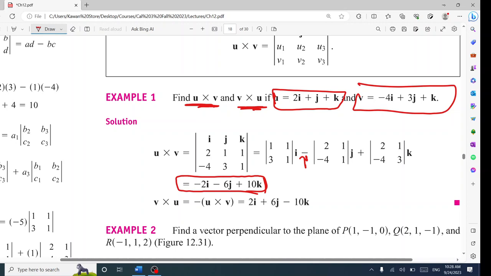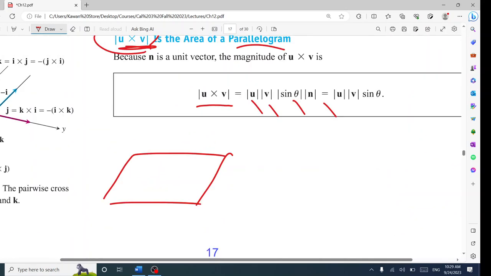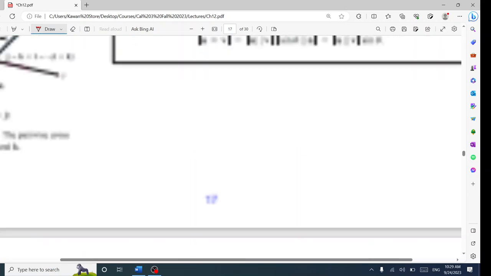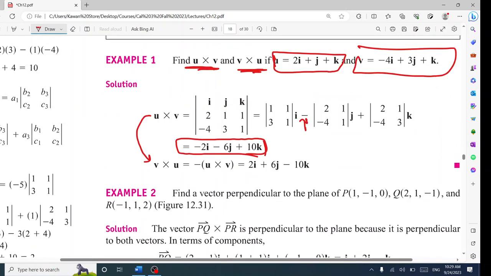How about v cross u, is cross commutative? We have it by property. We are not going to find it again. It will be wasting time. So use this property. Just put a minus. Good. So you'll get minus this result. Am I right? Here's your result. Here is the minus. Okay? Clear. Good.